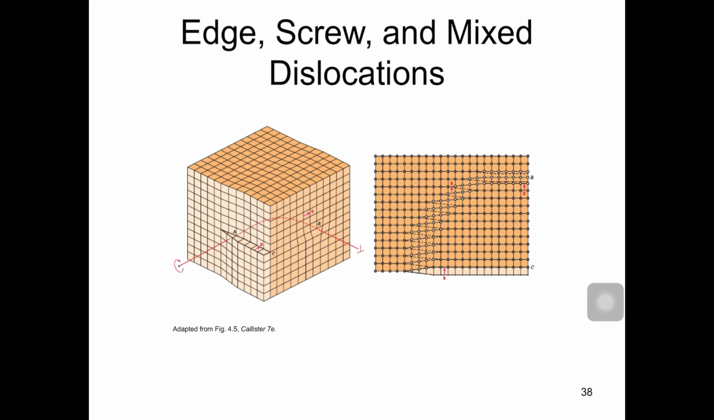This one has a more schematic diagram to show you the edge, screw and mixed dislocations, one by one, and how they are mixed. This one is edge, this one is screw, this one is mixed. Mixed is in between, the mixture of the edge and screw.